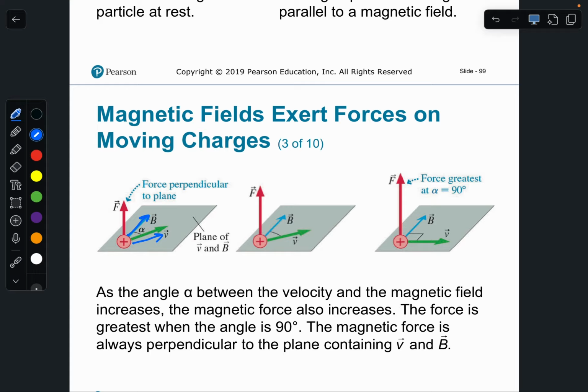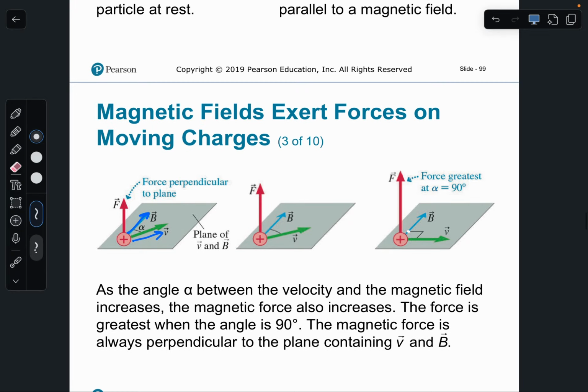It's going to be actually perpendicular to the plane created by V and B. Oh, sorry. Because you can create a plane with 2 vectors, right? Just like an X and a Y, right? An X and a Y vector together create an XY plane. A V and a B are going to create a VB plane, and the force created by that magnetic field will always be perpendicular to the plane created by the two vectors V and B, okay? So the force is the greatest when those 2 vectors are 90 degrees from each other. That's when we get the greatest force.